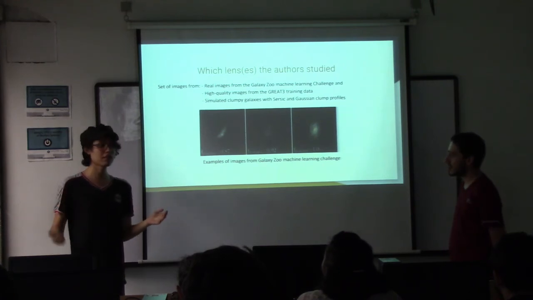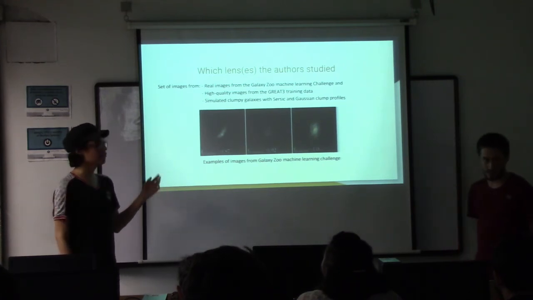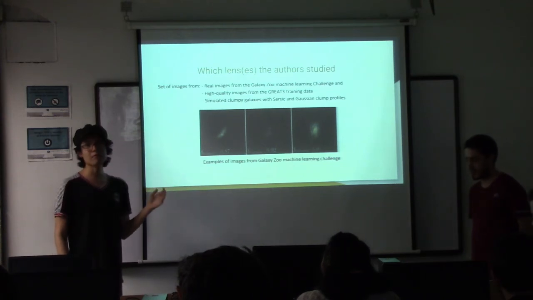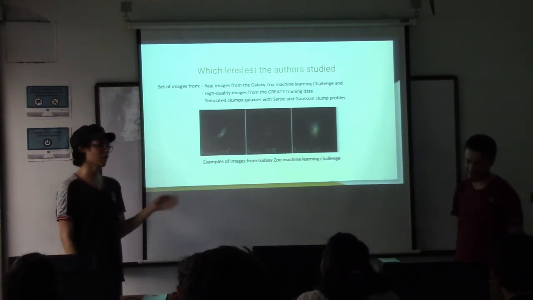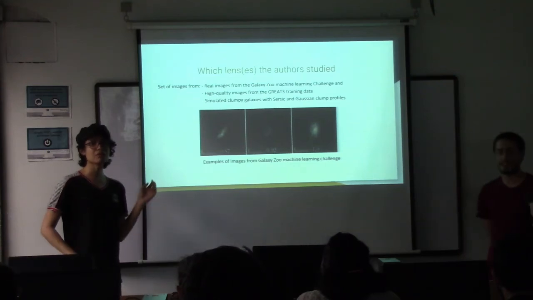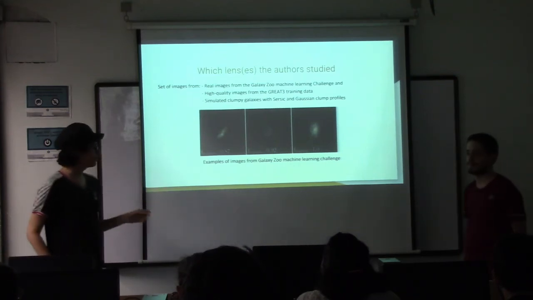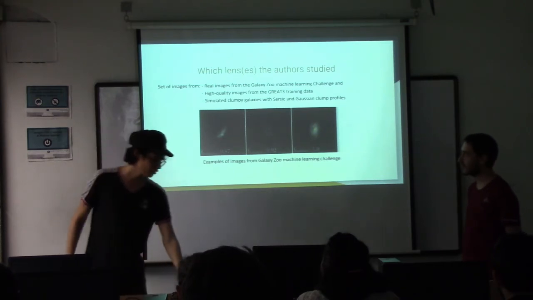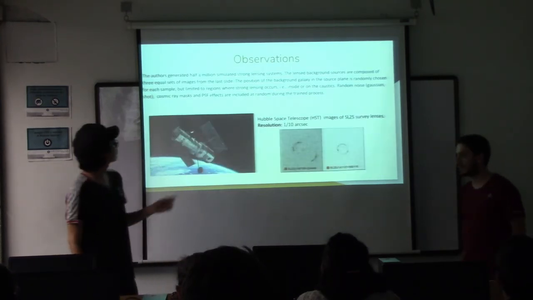having a dataset big enough for training a convolutional neural network. So they generated 500,000 images of gravitational lenses, and they used those images for training the network.